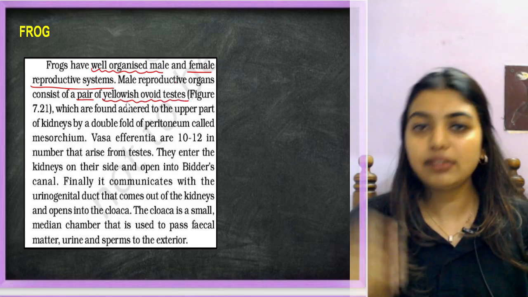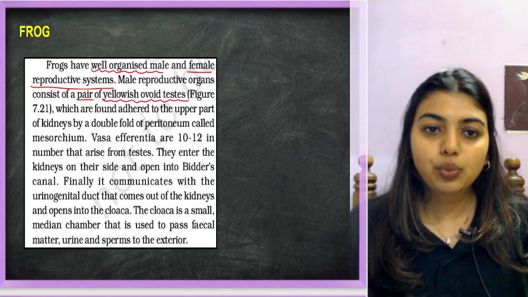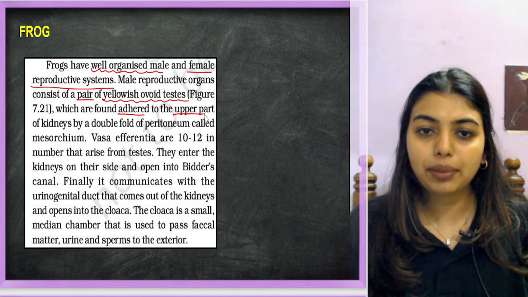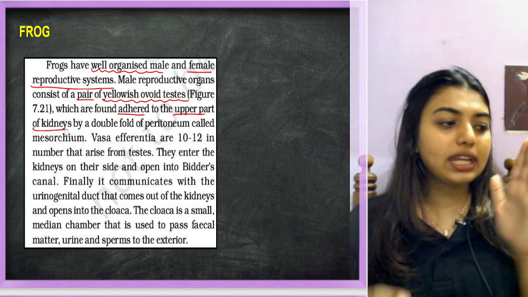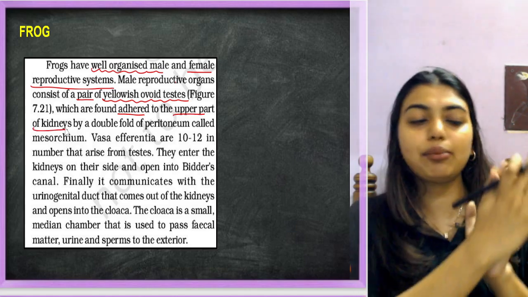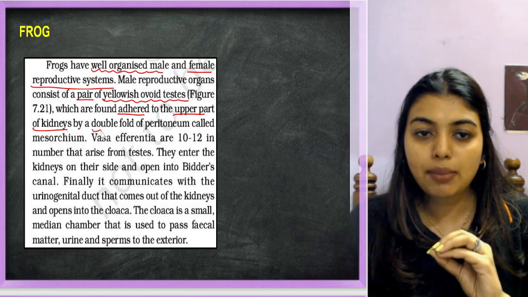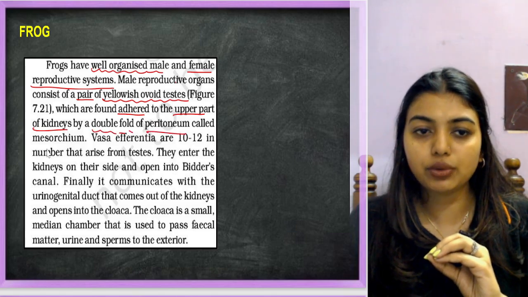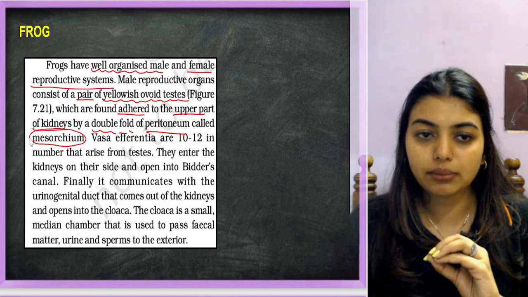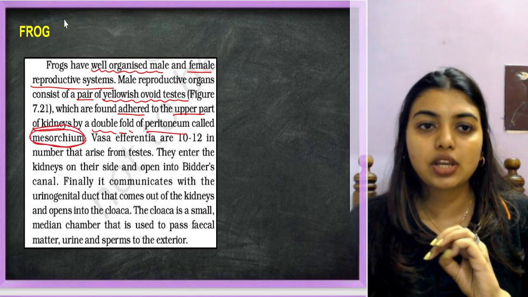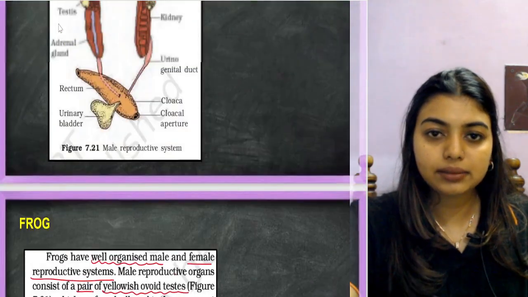Okay, they have yellowish testes now, which are found adhered to the upper part of the kidney. That is, to the kidney, this testis is attached with the help of a double fold of peritoneum called mesorchium. So look at this diagram.